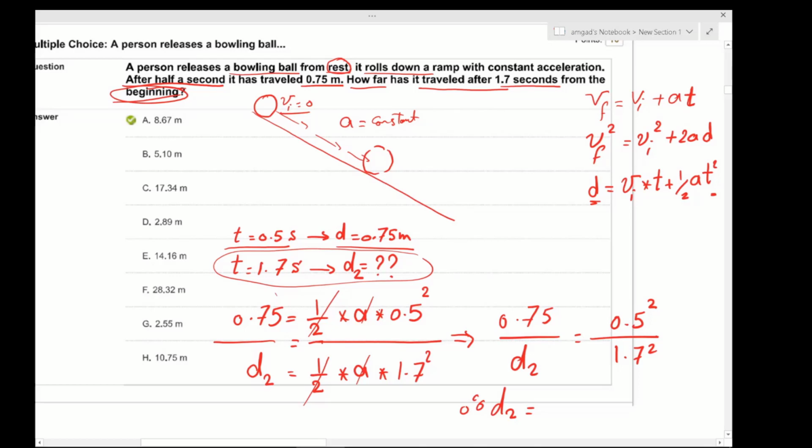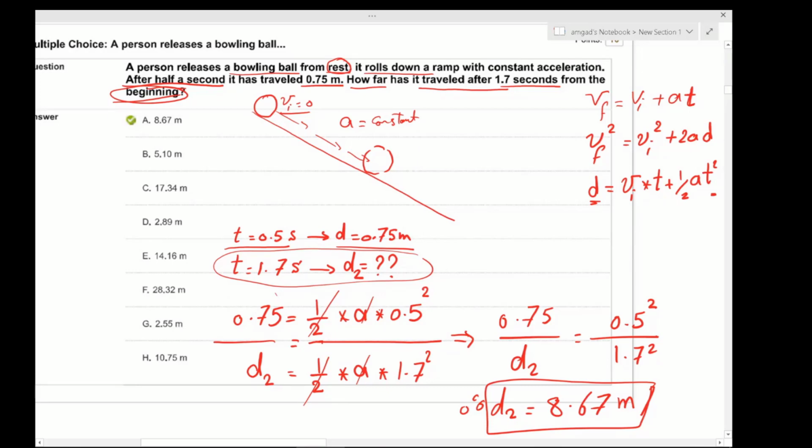Everybody, please try to do it using your calculator. Please bring a calculator and try it. 8.67 meters. So this is the distance, 8.67.